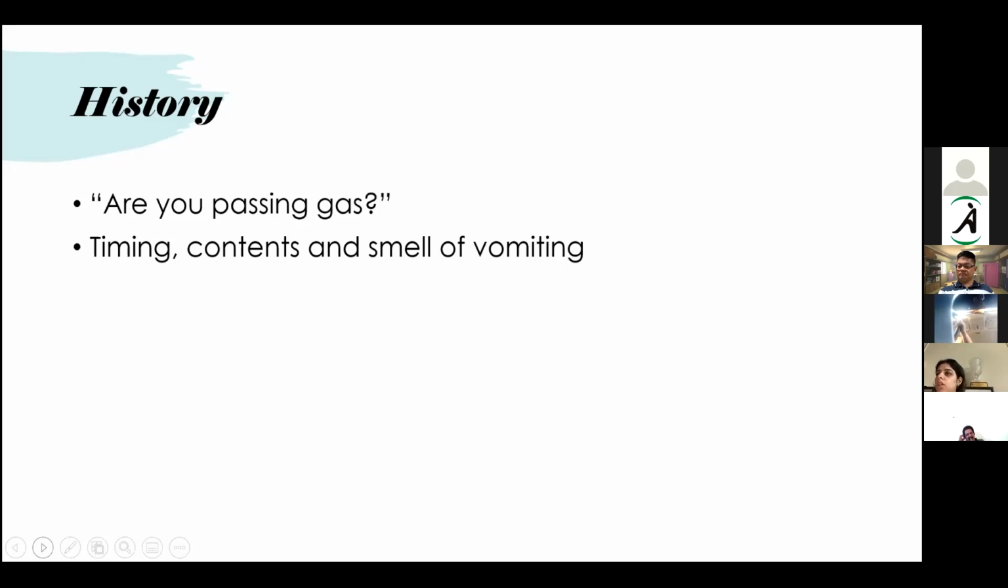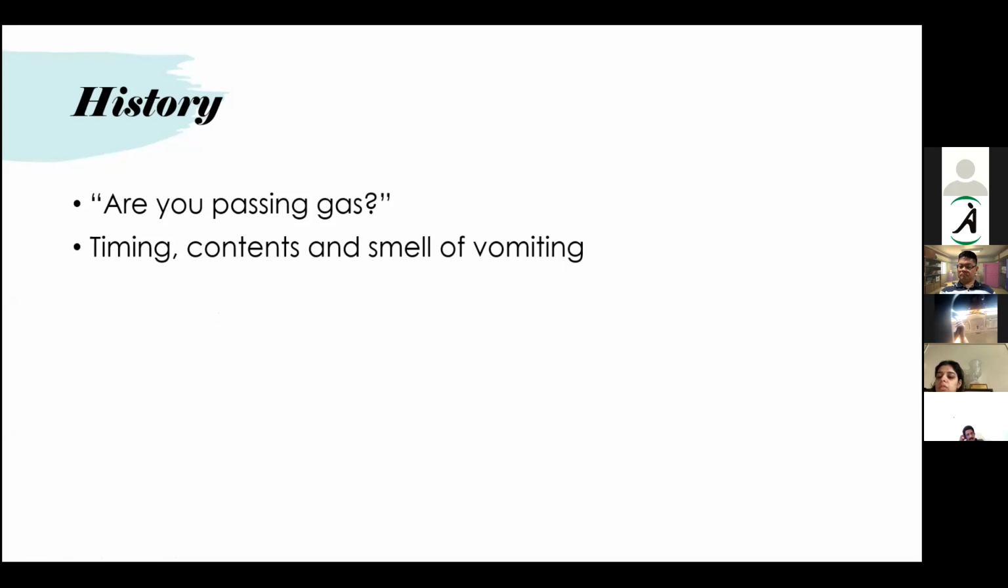But if the patient is passing flatus and if there is a constipation, it can be because of an incomplete or partial obstruction. If there is vomiting, we can ask about the timing, contents, and smell of vomiting. Timing will give us an idea about the site of obstruction. If the site of obstruction is all the way up in the esophagus, the vomiting would be immediately after the food intake. As the site of obstruction comes down and down, the more delay there is between food intake and vomiting. If it is in the stomach, it may take some more time to be vomited out. If it is lower down in the intestine, it will take even more time. So timing gives us an idea about the site of obstruction.